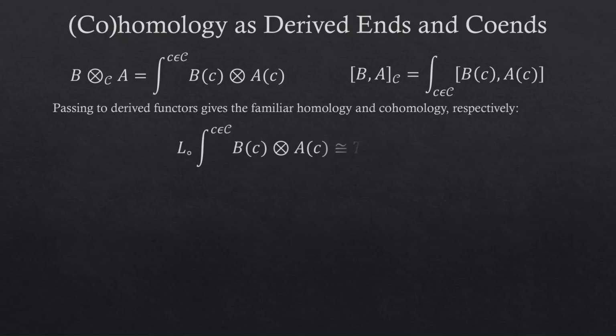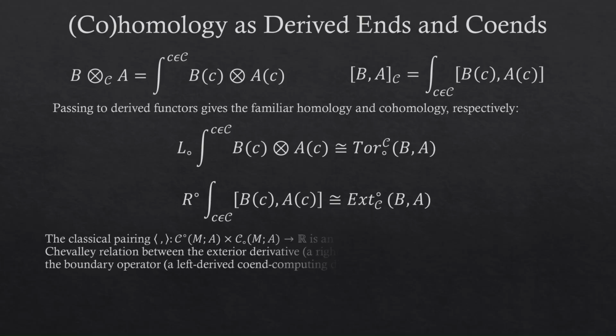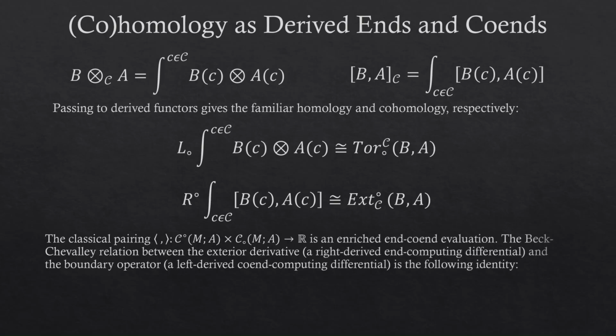When we pass through the left derived functor on our coend, we get the torsion functor for B and A. When we pass through the right derived functor on our end, we get the extension functor for B and A. And so the classical pairing, which maps us from the cochain complex across the chain complex to the real numbers, is an enriched end-coend evaluation.